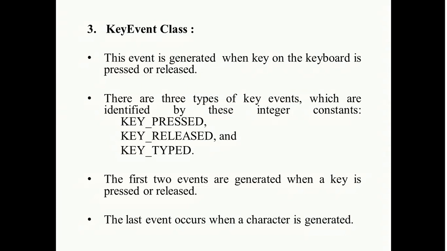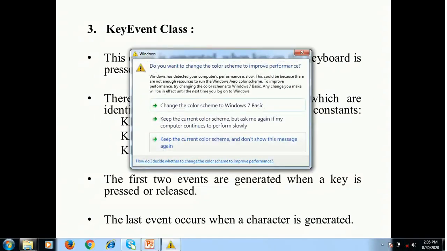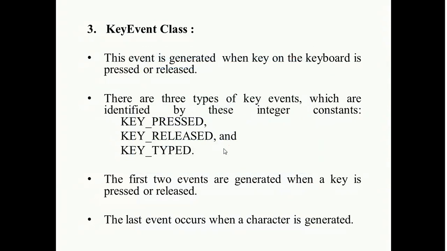Means the first two events, that is key pressed and key released, are generated when the key is pressed or released. And the last event, that is key typed, occurs when the character is generated. So key pressed, key released and key typed, these are the integer constants.